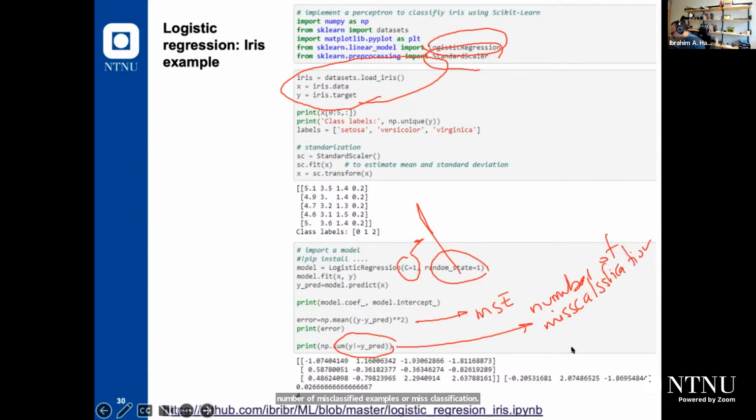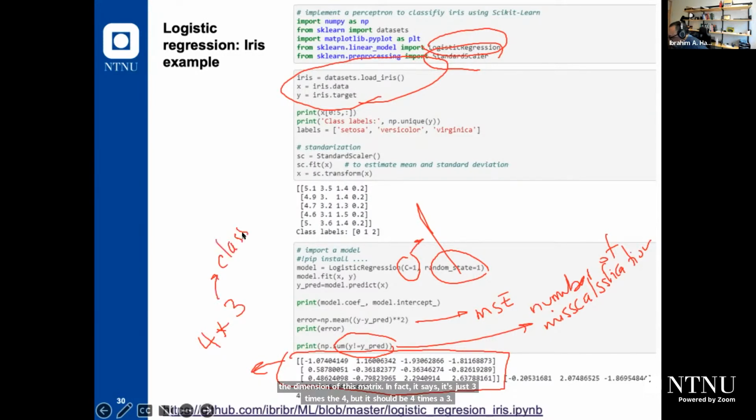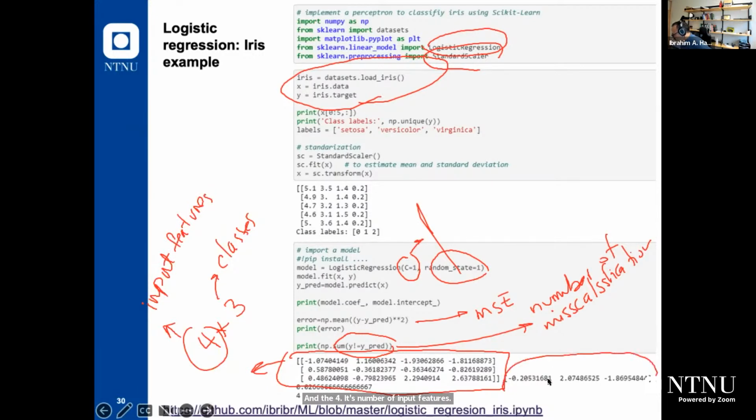So printing the model parameters, we will get those weight values, right? How many classes here? It's a logistic regression with iris. We have 3 classes. We have 4 inputs, so it will be 4 times 3. The dimension of this matrix, in fact, it's 3 times 4, but it should be 4 times 3. 3 is the number of classes, and 4 is the number of input features. Right? And we have those bias values. It should be 3, correct?